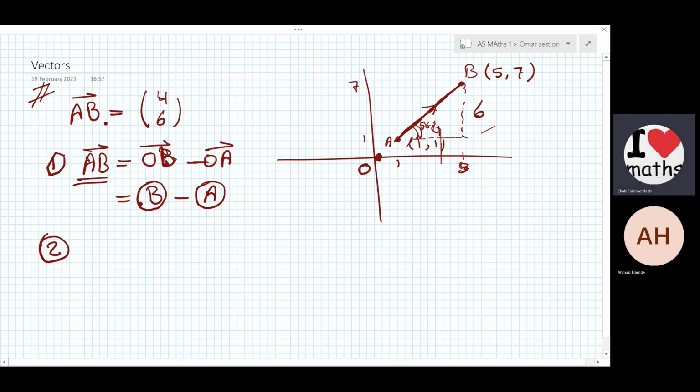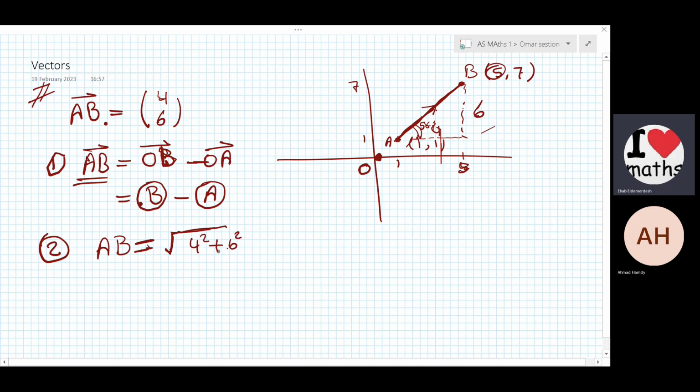Length, it's exactly like the Pythagoras theorem. If I need to find the length of AB, you need to find it as the square root of the first projection squared plus... sorry, the vector is 4 and 6, so it's 4 squared plus 6 squared.